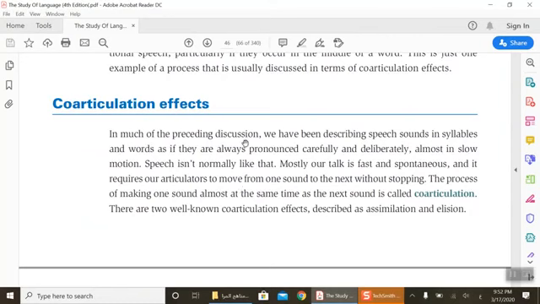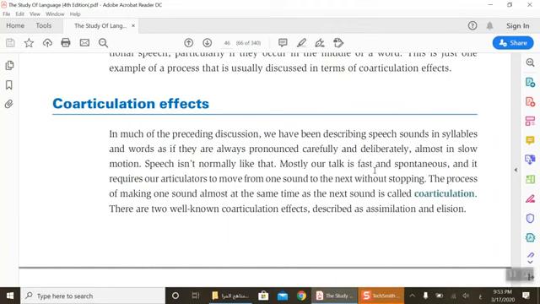In much of the preceding discussion, we have been describing speech sounds in syllables and words as if they are always pronounced carefully and deliberately, almost in slow motion, right? Speech isn't normally like that. Usually, in everyday life, speech is not in slow motion, but speech is what? Very rapid and quick, spontaneous. Okay, that's why we say this man or this woman is speaking fluently without any kind of stop. This is speech.